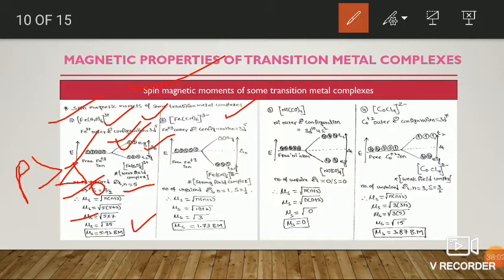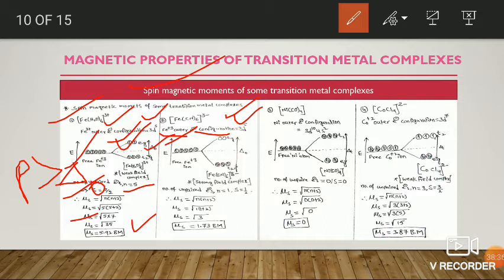the hexacyanoferrate complex. Here the central metal is iron. Its atomic number is 26, and the electronic configuration is 3d6 4s2. But here iron is in the +3 oxidation state, so its outer electronic configuration is 3d5, as in the case of the first example. If you observe the electron arrangement in the free metal ion, all the 5 electrons occupy the 5 d orbitals.